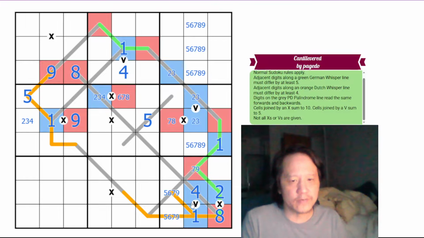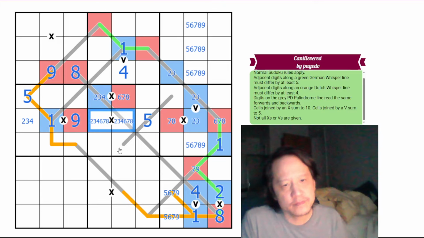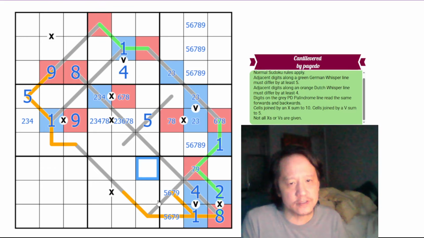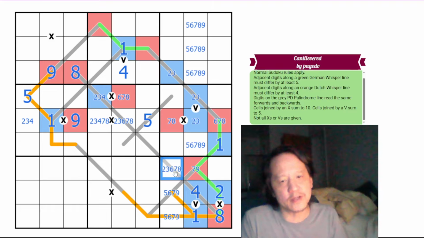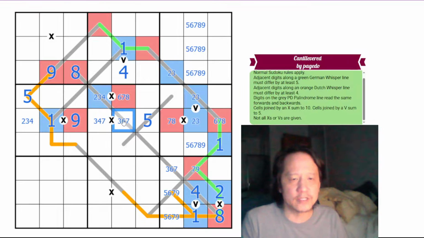1 can be next to 7 or 9. 1 can be next to 5, 6, 7, or 9 here. This high digit could be a 6. So 6, 7, and 8 are all possible. This is 2, 3, 4, 6, 7, 8. This can't be 4 because of the 4 in the column, so this can't be 6. This digit is the same as that digit, so it's 2, 3, 6, 7, 8, but we can't have 2, 8 here. So this can't be 2 or 8. It's either 3, 7, or 4, 6 here.